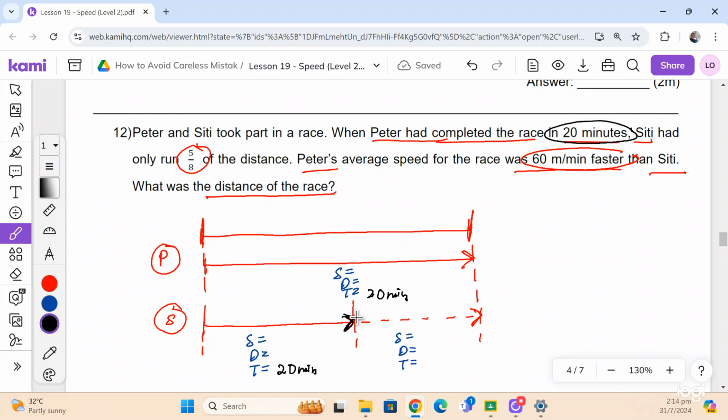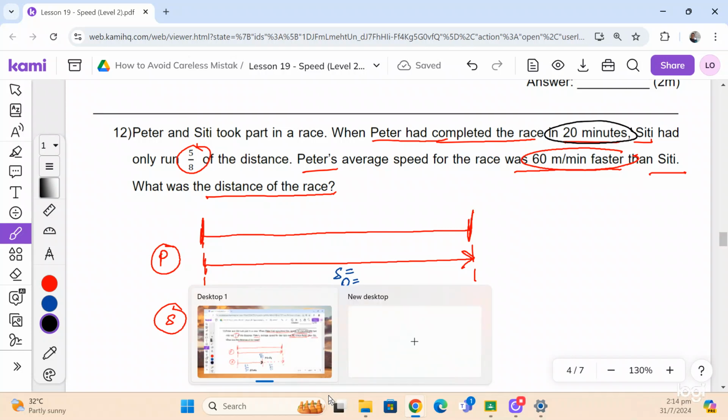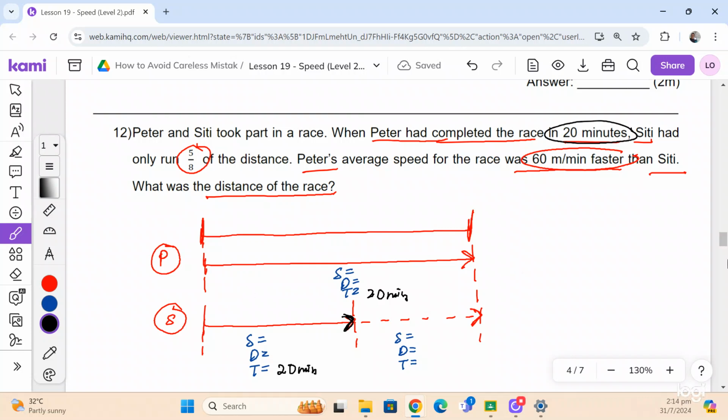So you will need to know where to put the numbers. Because if there are numbers that you never put inside, then you find that you will get stuck. So you will have to understand where to put your numbers so that your model becomes very clear later. And then City had only run 5/8 of the distance. Do I cut the distance into 8 parts?